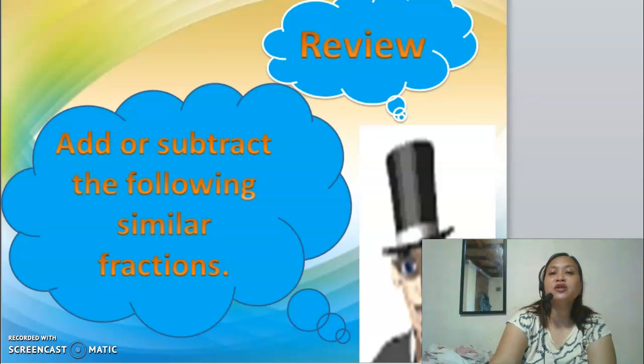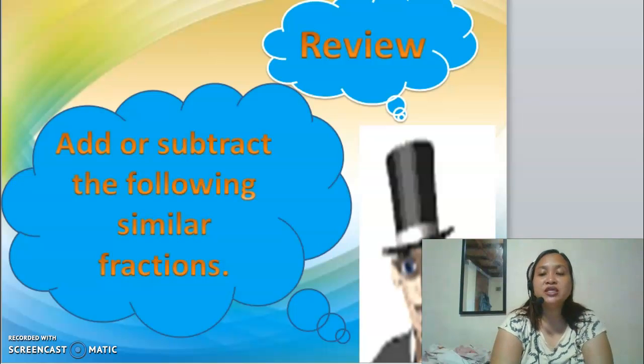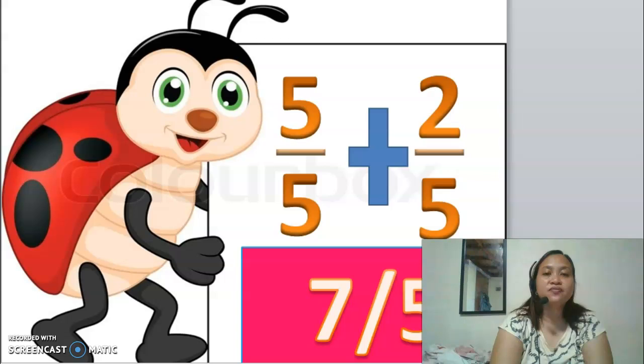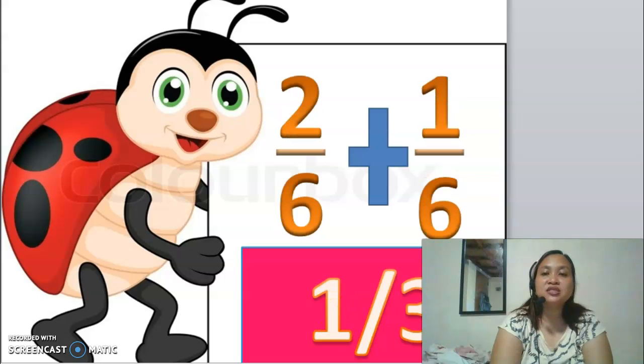Add or subtract the following similar fractions. When we say similar fractions, those are fractions which have the same denominators. Let's try it out. 5/5 plus 2/5 would give you 7/5. 5 plus 2 equals 7. And then copy the denominator, which is 5. 7/5. Next, 2/6 plus 1/6 is equivalent to, yes, 1/3.